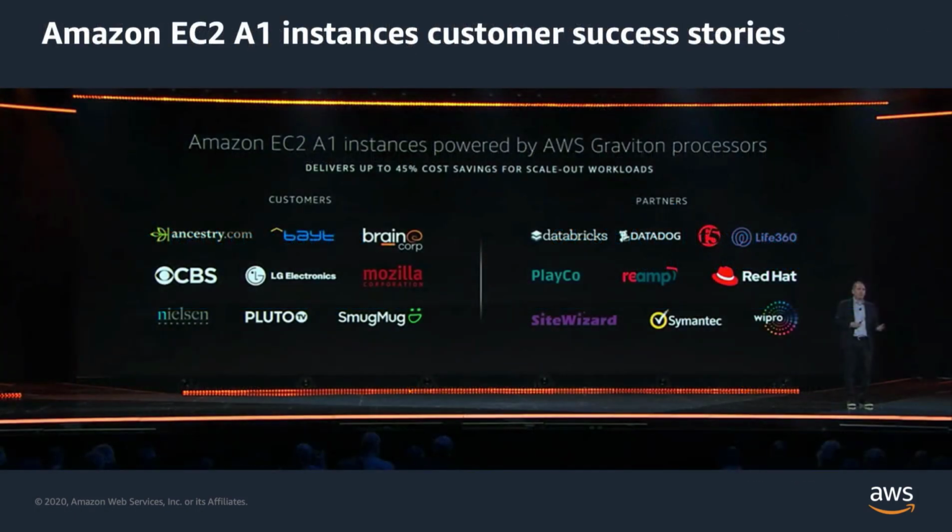So here's Andy Jassy on stage at reInvent 2019, talking about those initial A1 instances, how they deliver up to 45% cost savings for scale-out workloads, and sharing some of the customers and partners that have adopted those first generation instances.